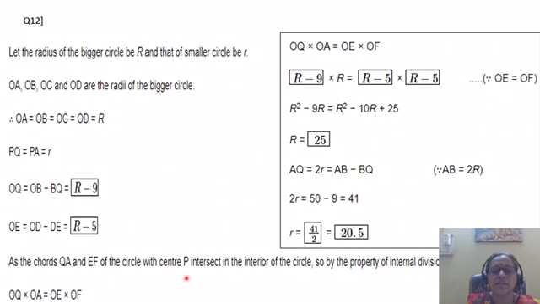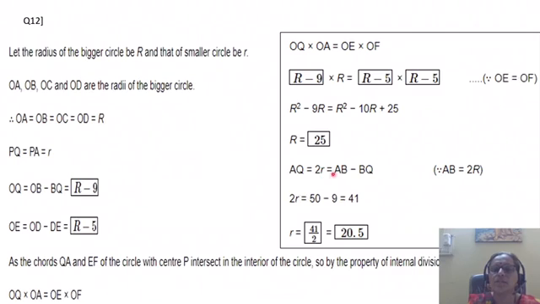As chords are intersecting inside the circle, in the interior of the circle, by the property of internal division of chords, you have OQ into OA is equal to OE into OF. We have seen it on the previous slide. So substitute the values and do simple multiplication. Multiplied, R square minus 9R is equal to R square minus 5R minus 5R, that is minus 10R plus 5 5s are 25. So simplify this, where you have the value of R as 25.